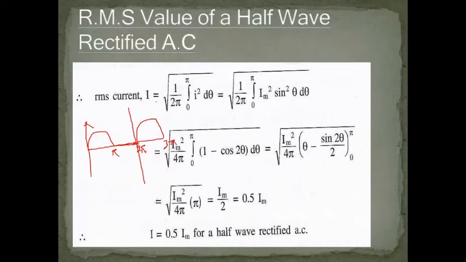So the limits are taken: i is equal to the square root of Im by 2 pi, from 0 to pi. Why? Because 0 to pi has the magnitude value. From pi to 2 pi there is no functional value; it is treated as 0. So there is no need for calculation for 0.